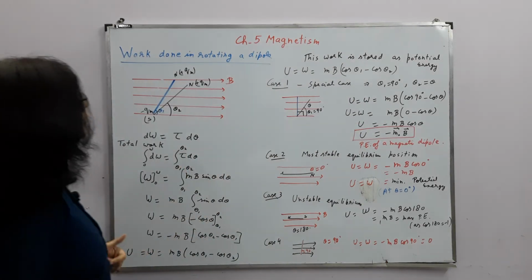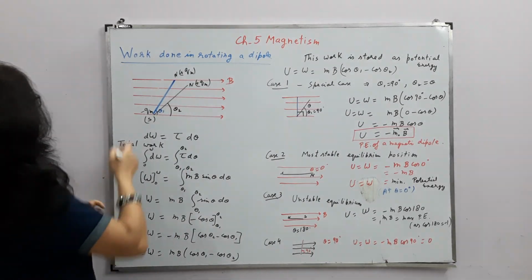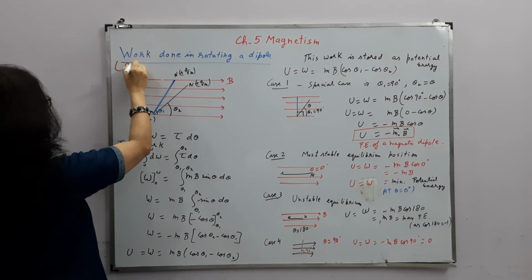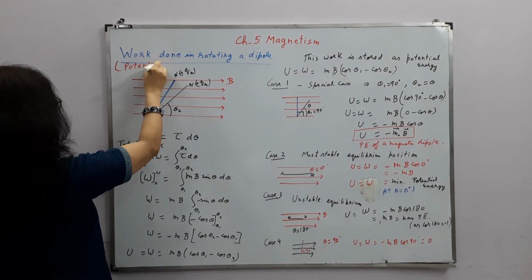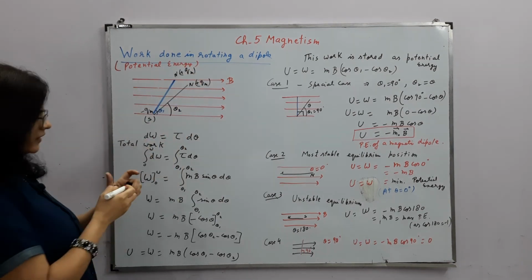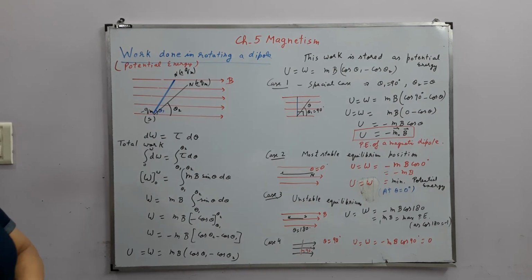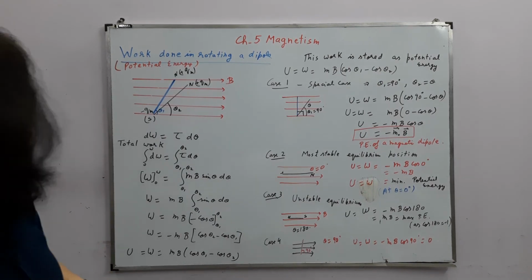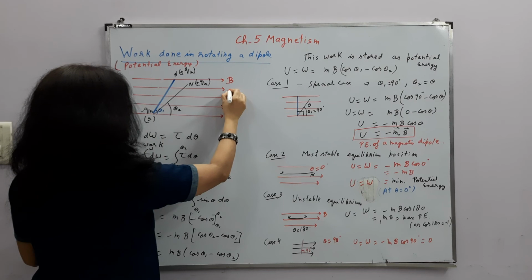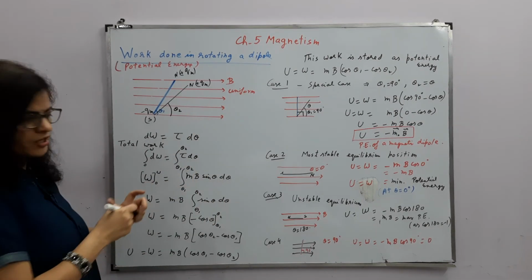So this is all for the work done in rotating a dipole, or you can say the potential energy of a dipole in an external uniform magnetic field, right? This is uniform, as is clear from the parallel lines, so I can write uniform magnetic field.